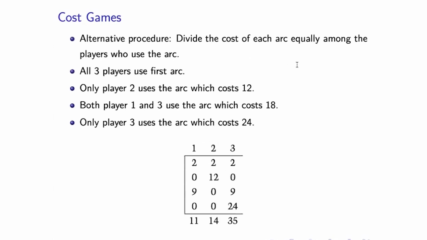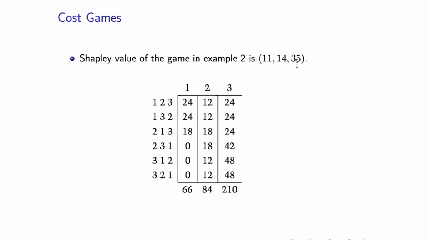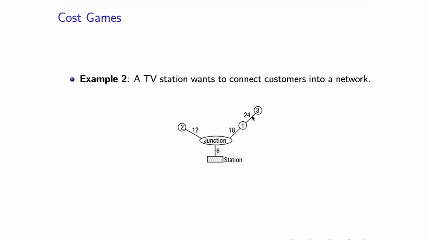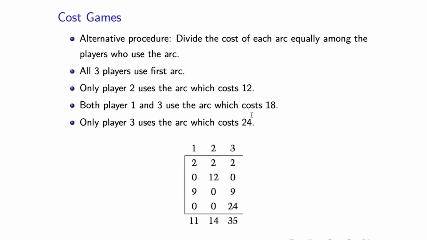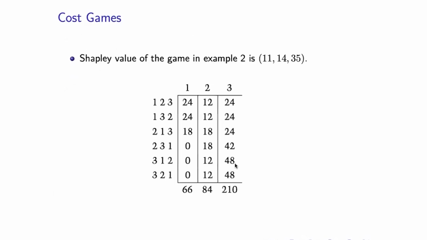There's actually a second way of calculating these numbers, which is often useful to us. So let's look at that. What's the alternative procedure? The idea is to divide the cost of each arc equally among the players who use the arc. Okay, so let's understand what that means in this context. If you are connecting all 3 players to the station, that means that all 3 have to use this arc which goes from the station to the junction. The construction of this requires a cost of 6. So what we are going to do is divide this 6 among the 3 players equally. And so therefore, this particular part is going to end up with a cost of 2 to each of the 3 players.